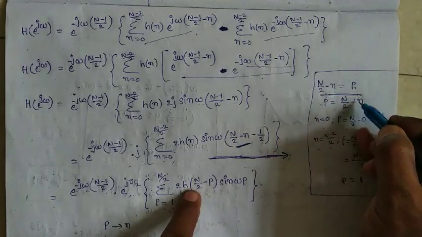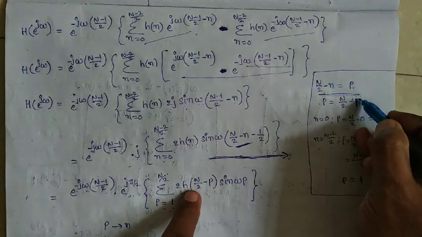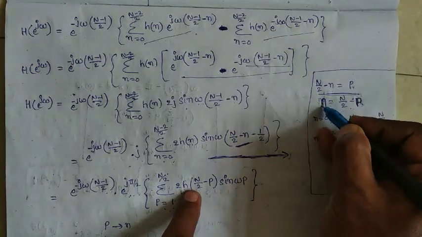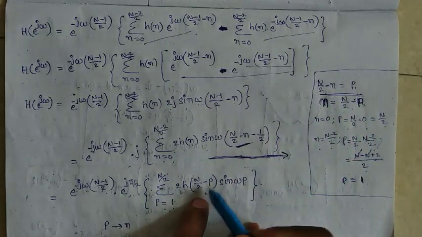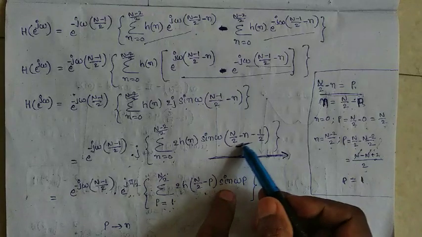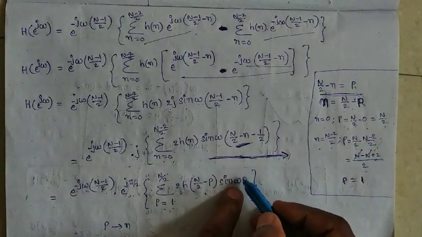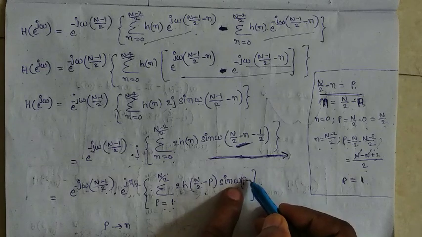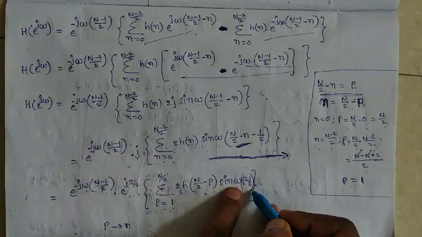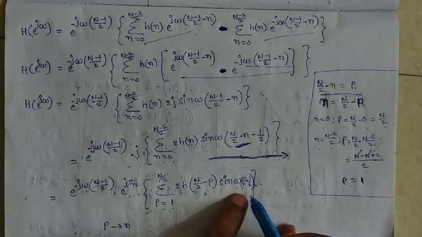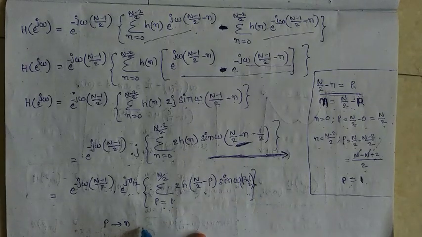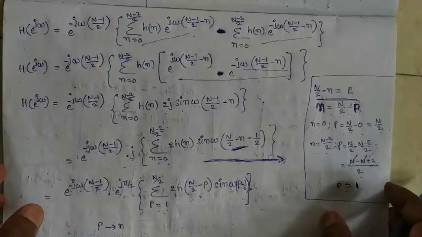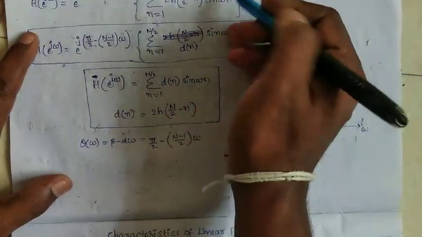Here the n value is N/2 minus p. Sin omega, and here this one is (p minus 1)/2. Then we are changing this p to n, and in this summation the equation becomes like this.